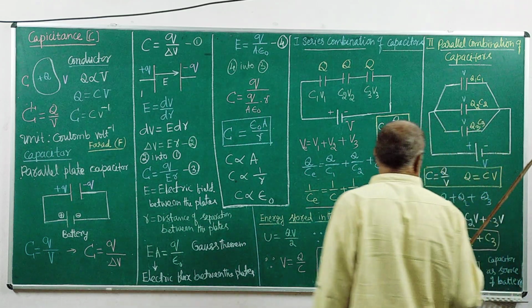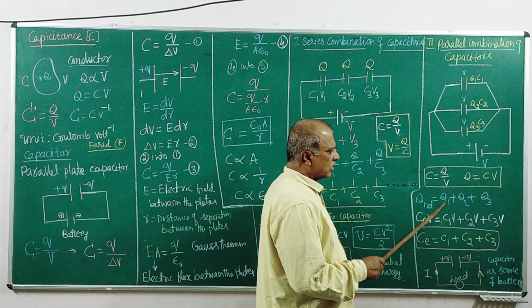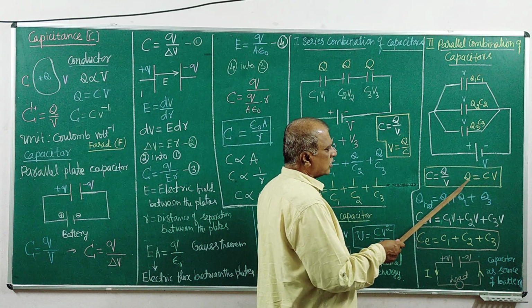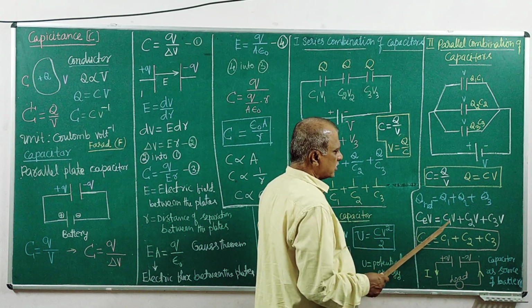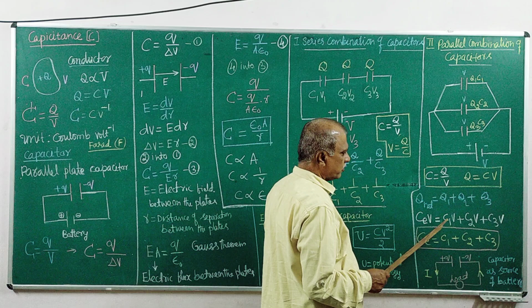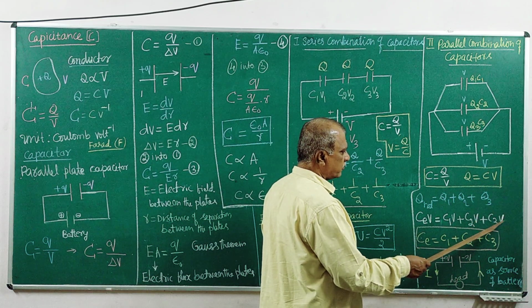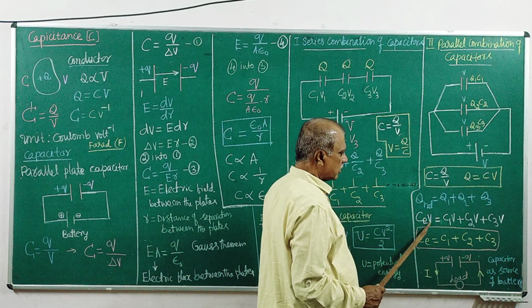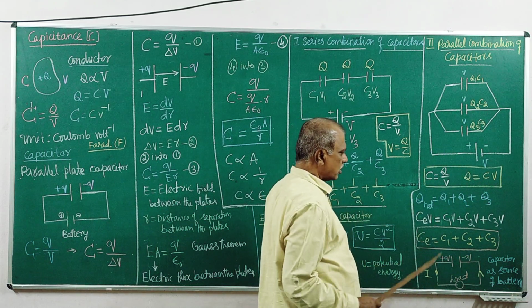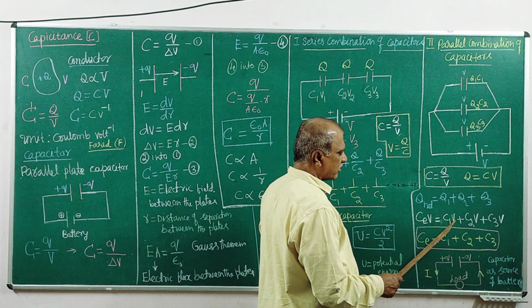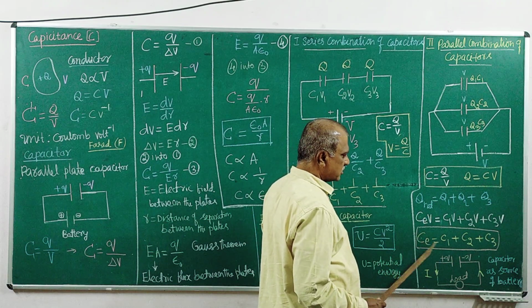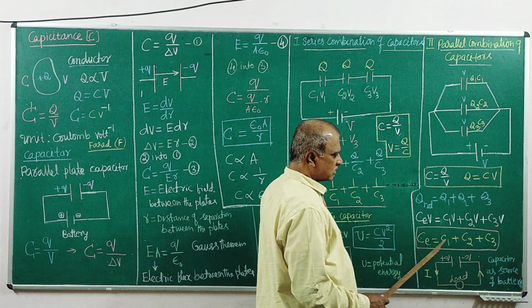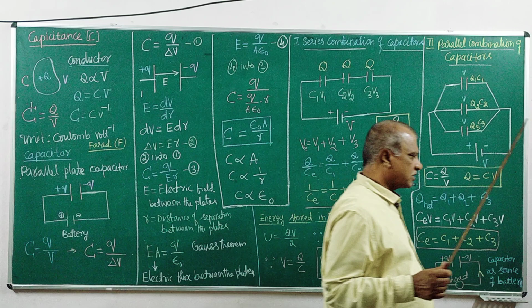Similarly, for the parallel case, write Q in terms of the same definition, Q equals CV, where the voltage remains the same. C1V, C2V, C3V. Here Q is equal to the net capacitance times V, the same potential. Simplify: V is a common factor and cancels, leaving C is equal to C1 plus C2 plus C3. So the net capacitance is the sum of the capacitances of all the capacitors.